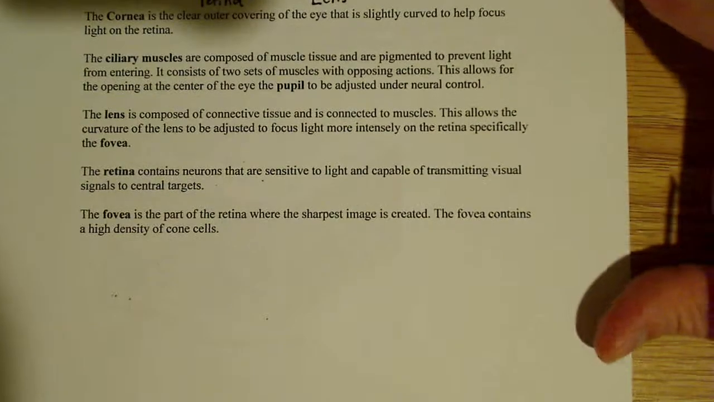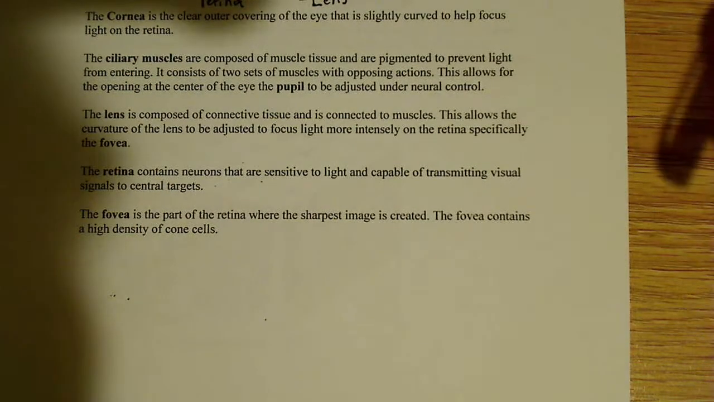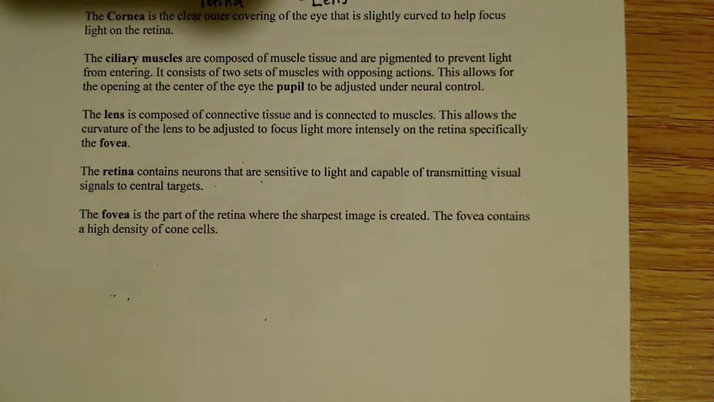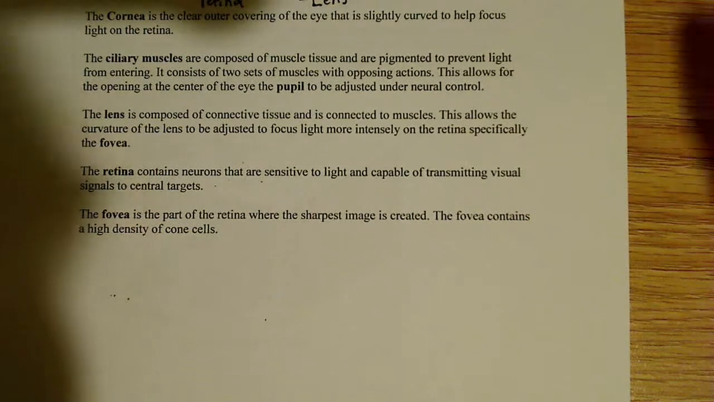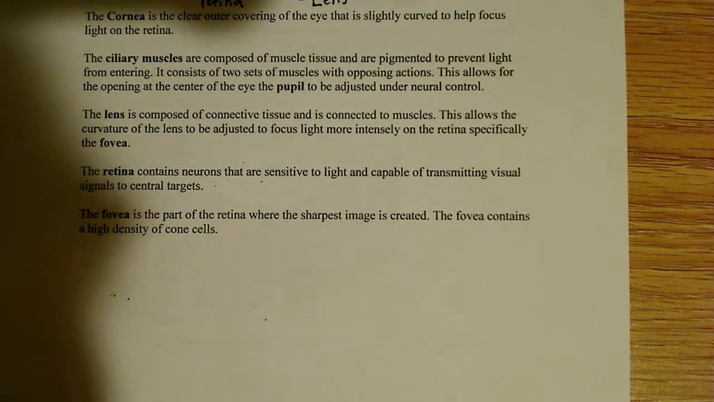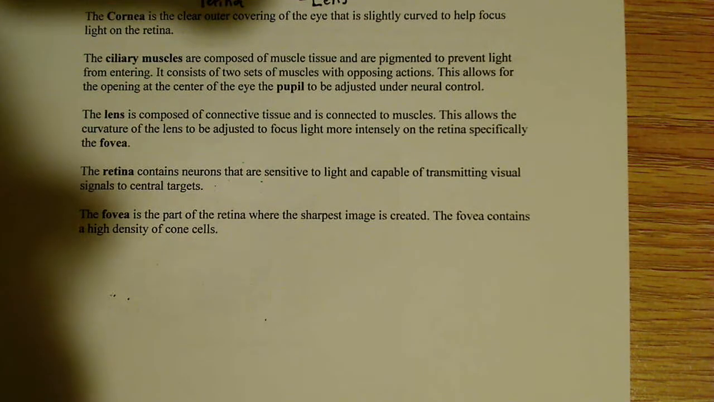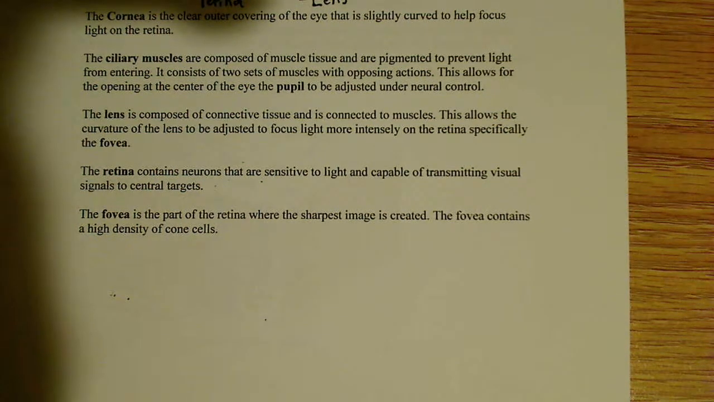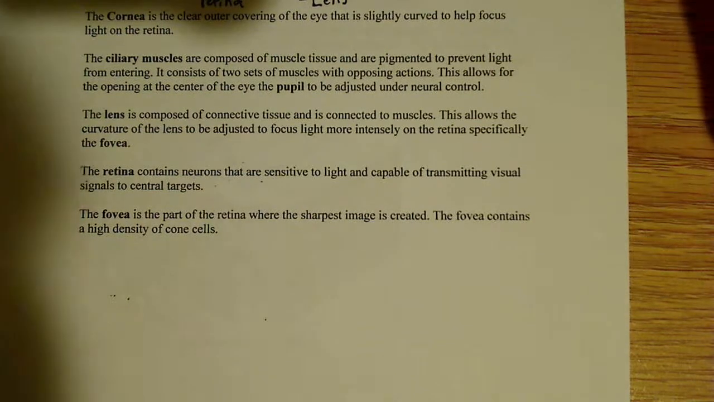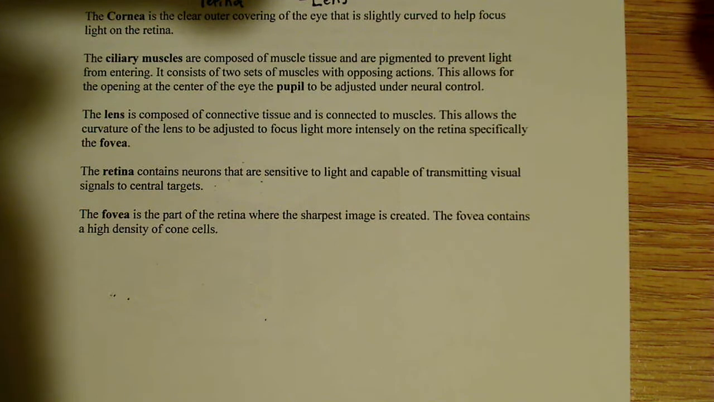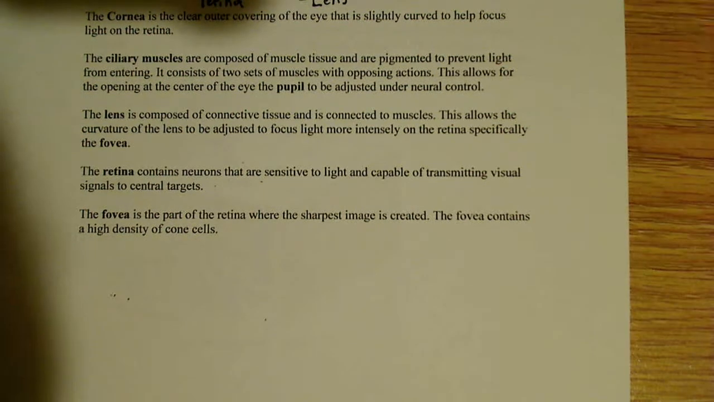So what is the retina? Well, the retina contains neurons that are sensitive to light and capable of transmitting visual signals to central targets, okay? So the retina, again, like I said, is very sensitive to light, and it contains neurons that are sensitive to light, cone cells, and they're capable of transmitting visual signals to central targets. The fovea is part of the retina where the sharpest image is created, and the fovea contains a high density of cone cells.